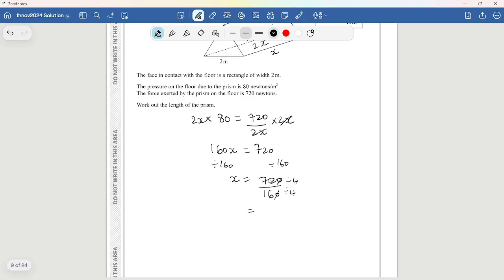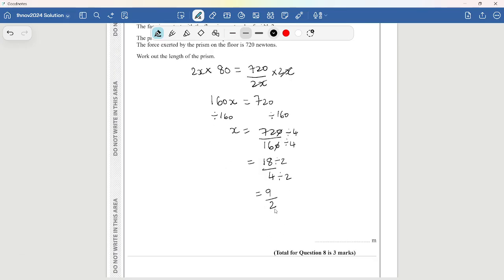So 4 goes in 7 once, we have 3 as a remainder, 32. 4 goes in 32, 8 times. And 4 goes in 16, 4 times. We can simplify it further by dividing by 2. Half of 18 is 9, half of 4 is 2. So now we have 9 over 2, which is half of 9, that is 4.5. So the answer for the missing length of the prism's rectangular face is 4.5 meters.